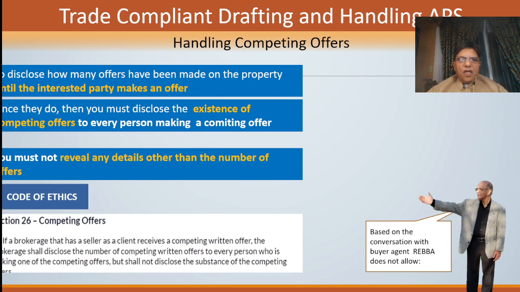If a brokerage that has a seller as client receives competing written offers, the brokerage shall disclose the number of competing offers to every person who is making one of the competing offers, but shall not disclose the substance of the competing offers. The only thing you can disclose is the total number of offers, but you cannot disclose any substance of the competing offers. That is very important to note. The Code of Ethics, Section 24, does not allow you that.